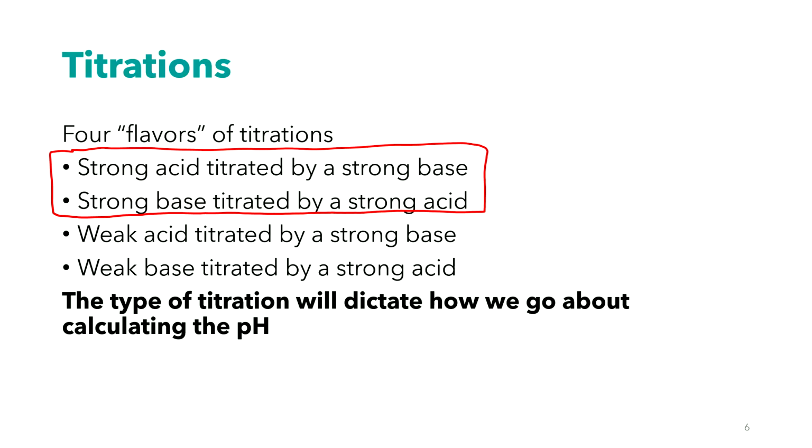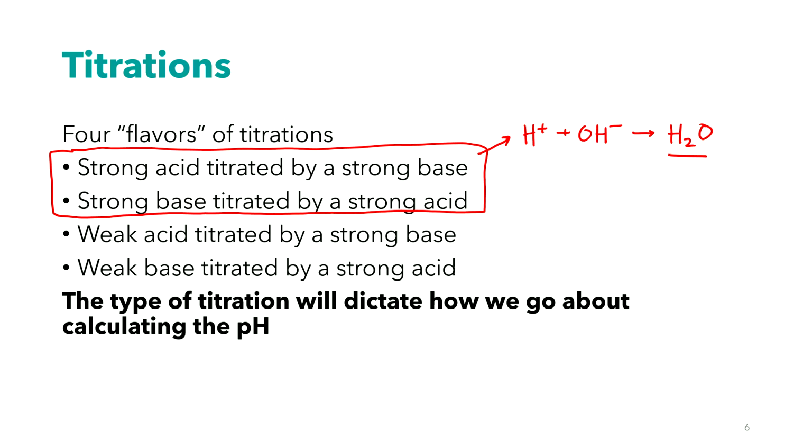This is simpler, because we are just dealing with a neutralization reaction between H plus and OH minus. So we're just making water. And that water, that product that we're making, isn't going to have an impact on the pH. Once we hit that equivalence point, the pH is 7, because we've neutralized all of our H plus with OH minus, or vice versa.